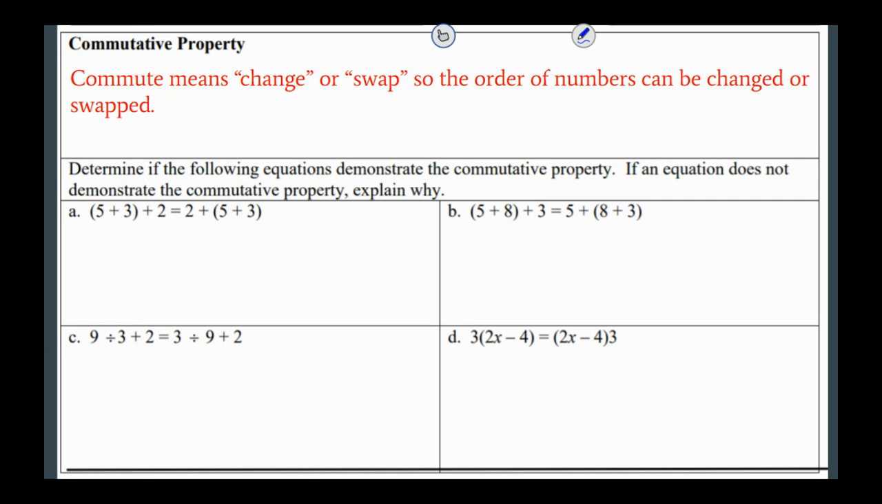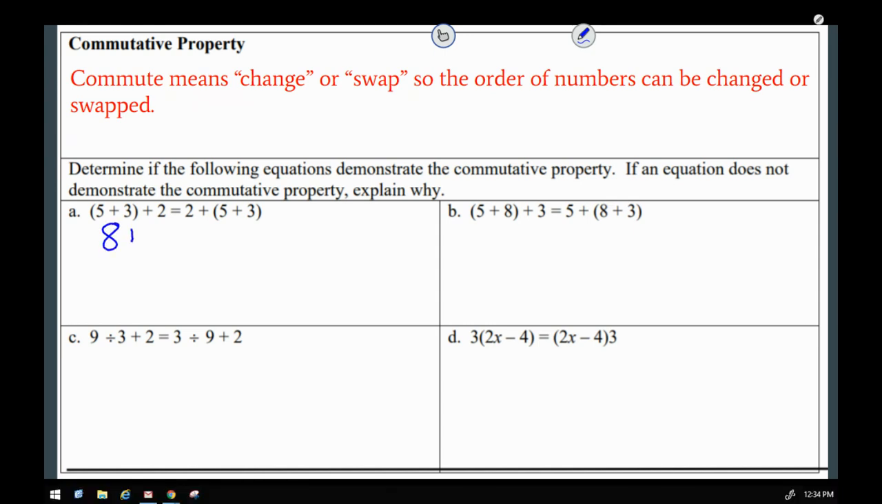So in example A, we have 5 plus 3 in parentheses plus 2 equals 2 plus 5 plus 3 in parentheses. It says determine if the following equations demonstrate the commutative property, but an equation does not explain why, okay? So let's just do this, let's see what happens. What am I gonna do first on the left side of this equation? 5 and 3, because you start with parentheses, right? Order of operations, what is 5 plus 3? 8. Okay, I'm gonna simplify the left side all the way down first. What's 8 plus 2? 10.